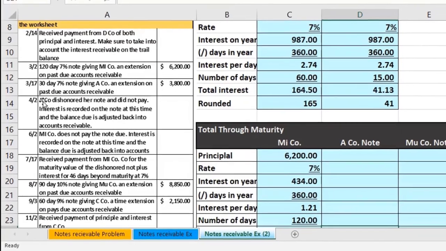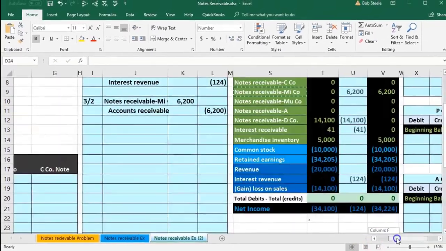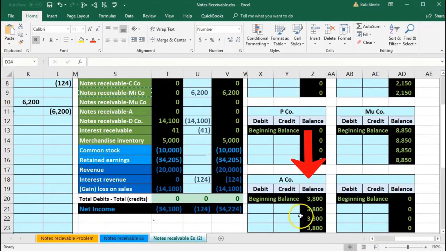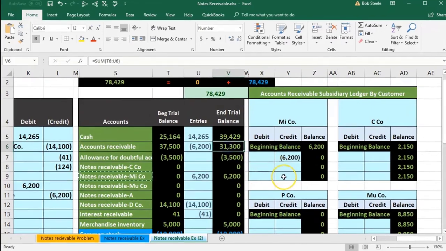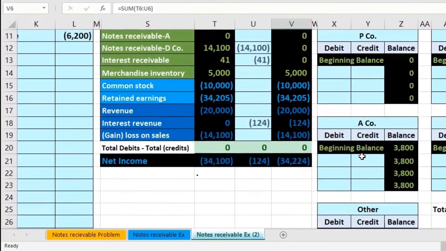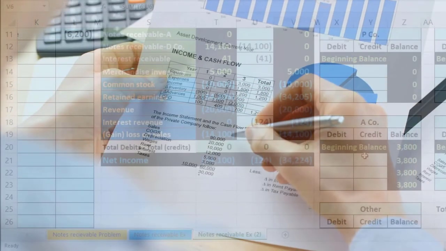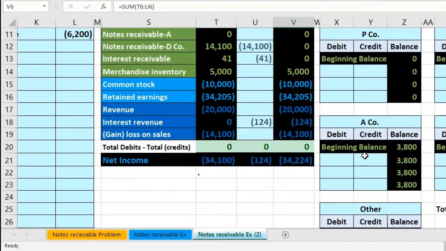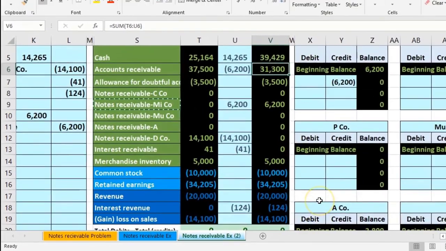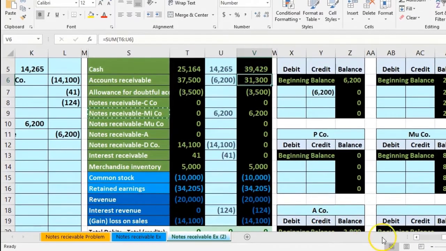So same type of thing is happening here. We're going to say that A company, scrolling back over, and of course it's the same type of problem we're doing here, but this is A company, has accounts receivable included in that number. It's become past due. We're not giving up on it yet. What we're going to do is say, A company, we're going to give you a note. Rather than accounts receivable, we're going to charge interest on the note. So we're just going to move that $3,800 from a receivable to another receivable, from accounts receivable to notes receivable.